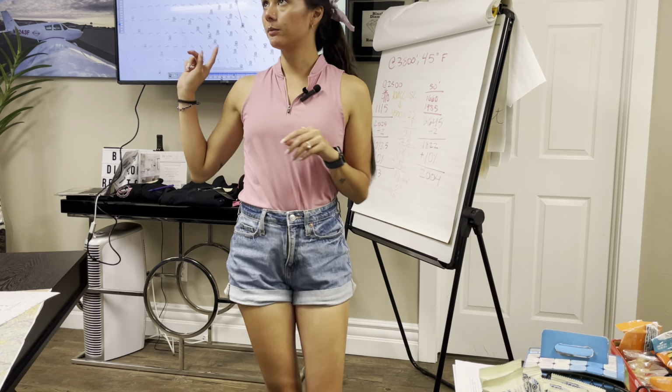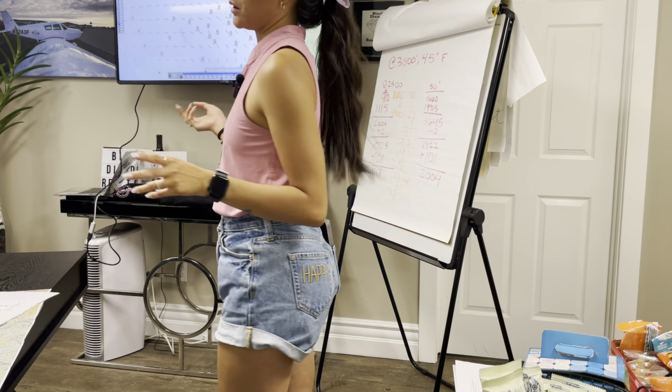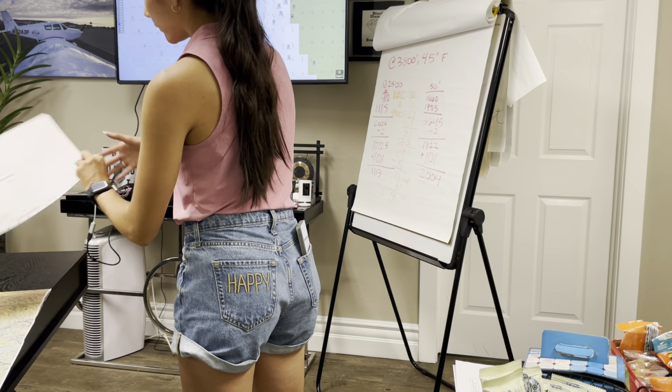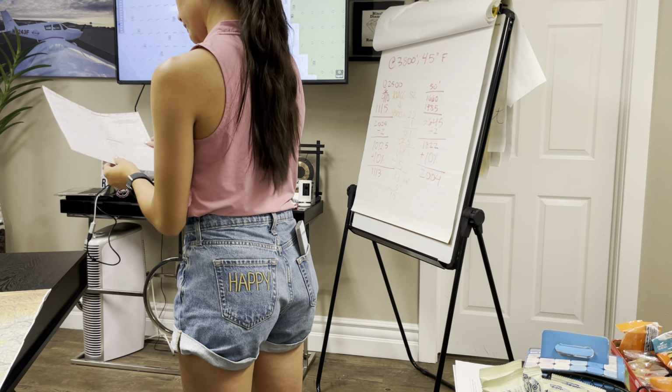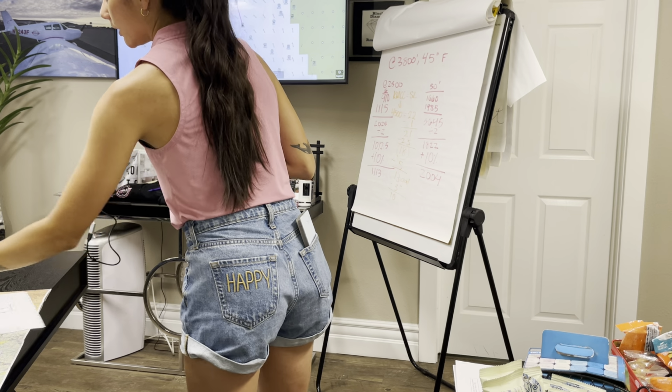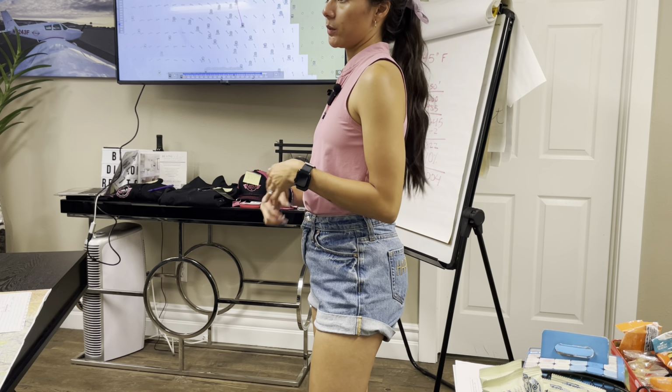Or you can talk to a weather briefer as well. I talked a little bit about that. You can call 1-800-WX-BRIEF, which is on the bottom on the back page. You can talk to a weather briefer and tell them your altitude, and they'll give you the winds aloft.